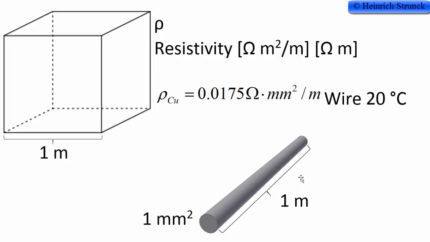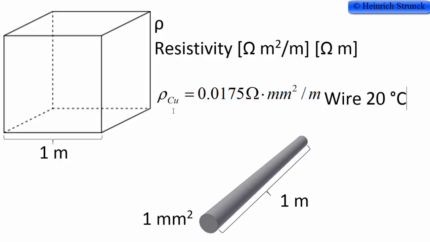That's why we normally use this unit, 1 square millimeter, and still keep the length on 1 meter. So we got the unit ohm square millimeter per meter.